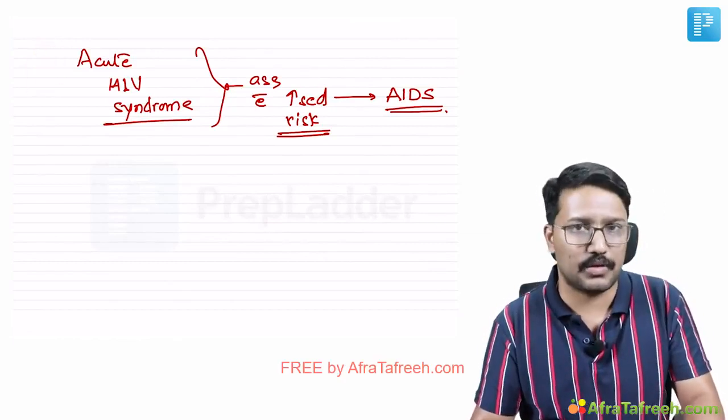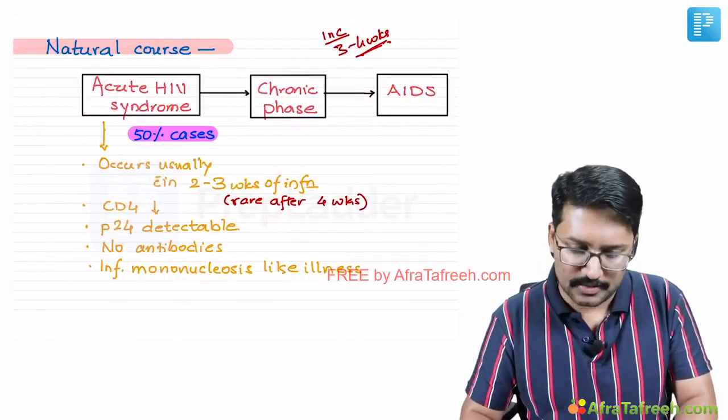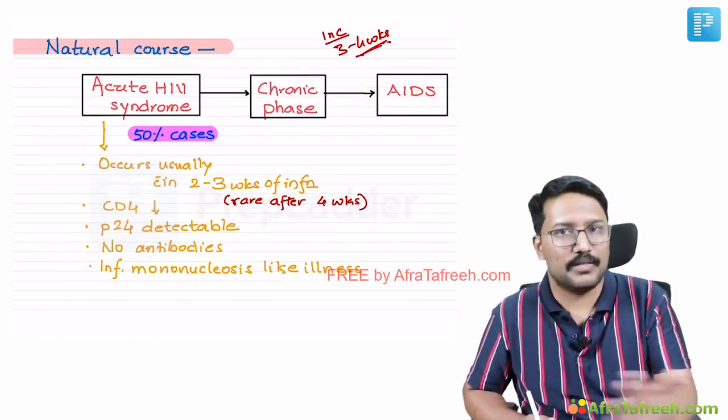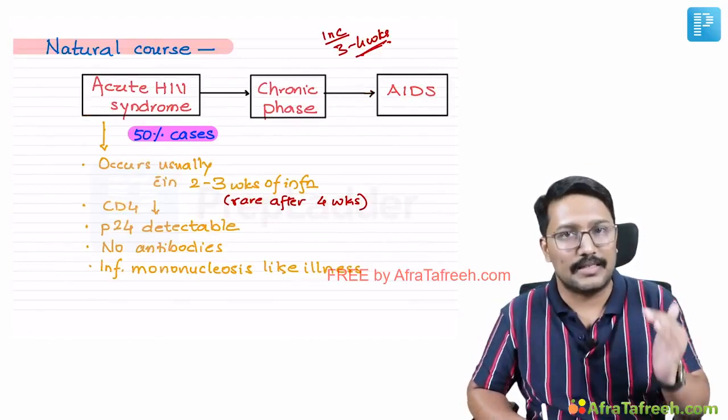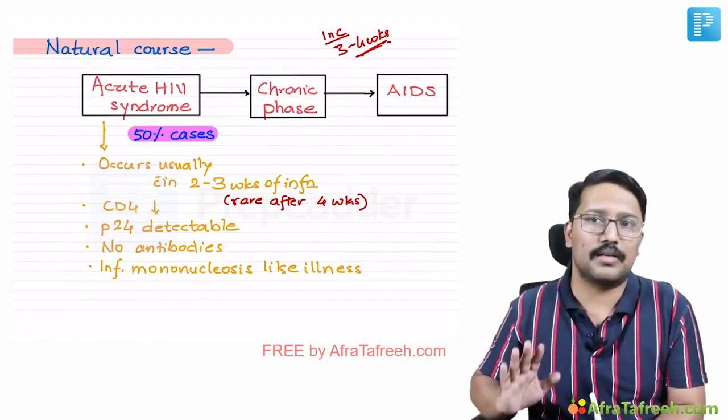This has appeared also in MCQs, right? Okay. Now that was about acute HIV syndrome. So what next? After the acute HIV syndrome, the patient is making a recovery. His CD4 count is recovering. Antibodies have appeared and viral load is decreasing.